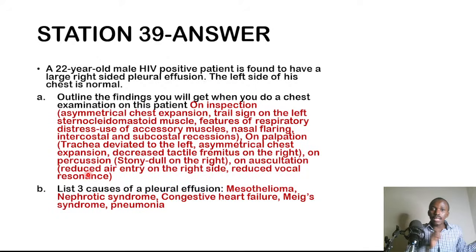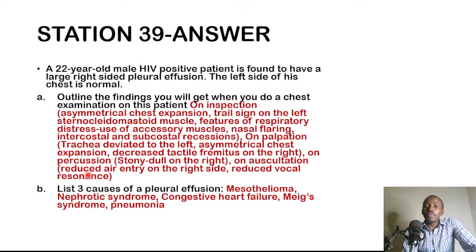Okay. Then, of course, they will also have decreased tactile fremitus on the right. Then on percussion, they'll have stony dullness on the right because they have fluid accumulating on the right side of their chest. And of course, when you examine the right side, there will be a decrease in air entry on the right side, reduced vocal resonance.